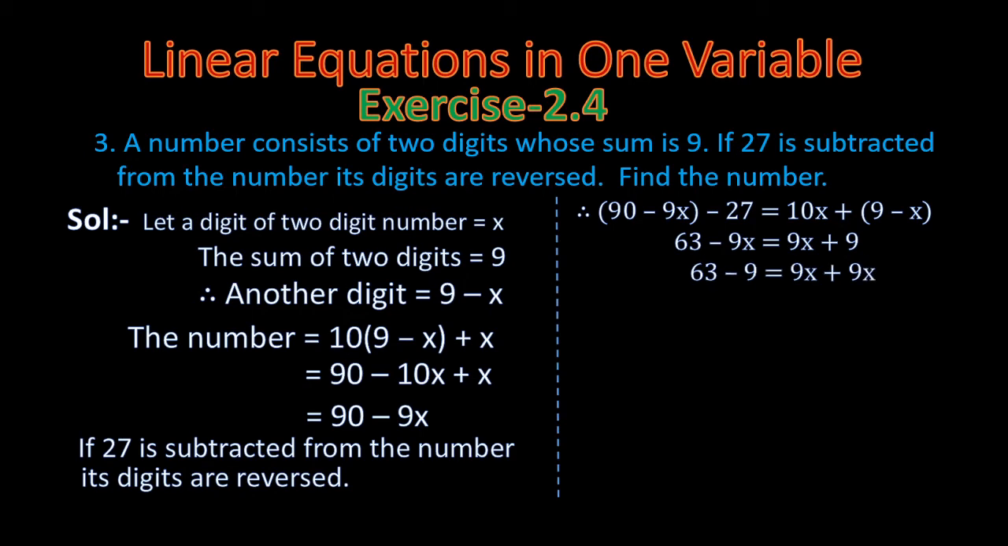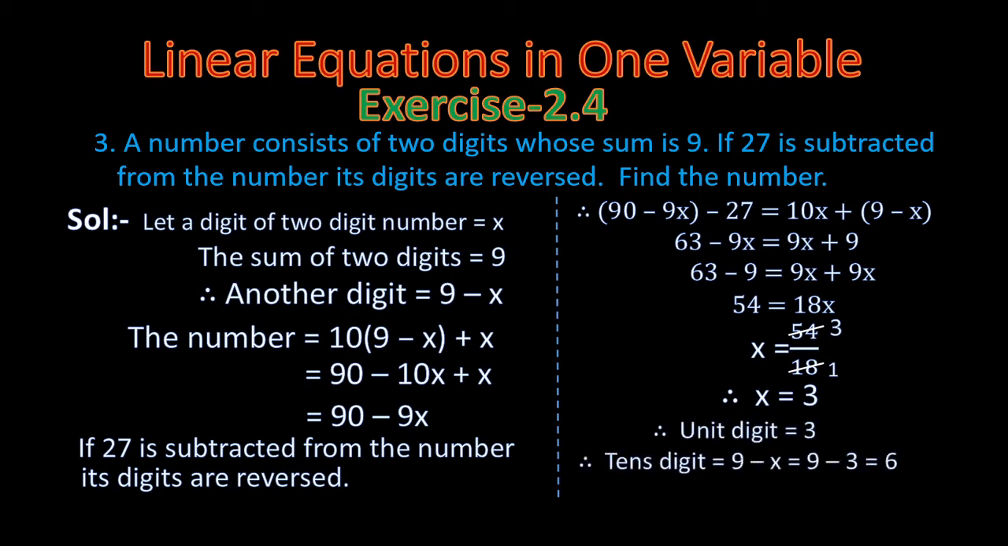63 minus 9 is equal to 9x plus 9x. 54 is equal to 18x. x is equal to 54 by 18. 18 threes are 54. Therefore, x is equal to 3. Units digit is equal to 3. Tens digit is equal to 9 minus x, that is equal to 9 minus 3, that is equal to 6. The number is equal to 63.